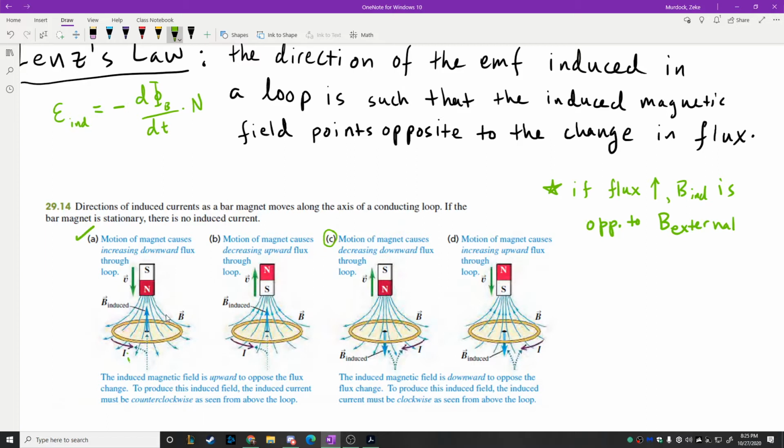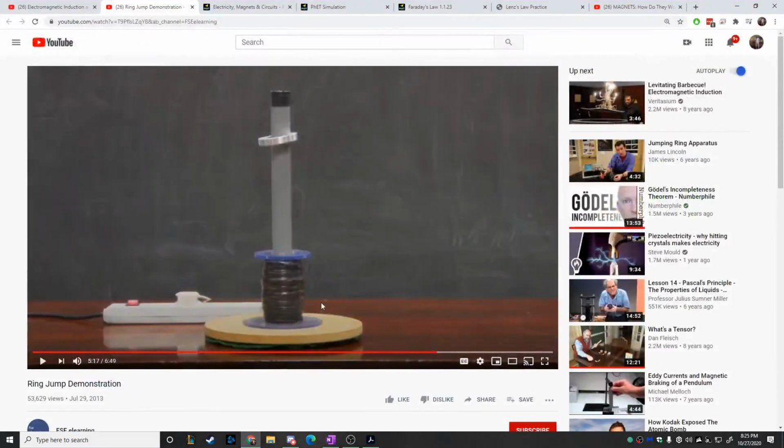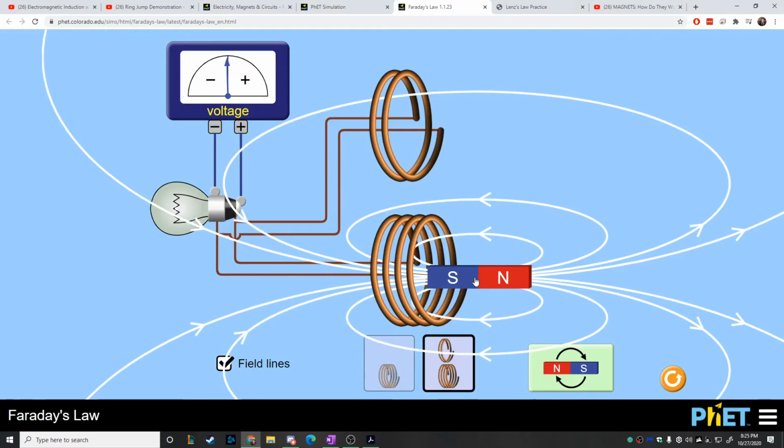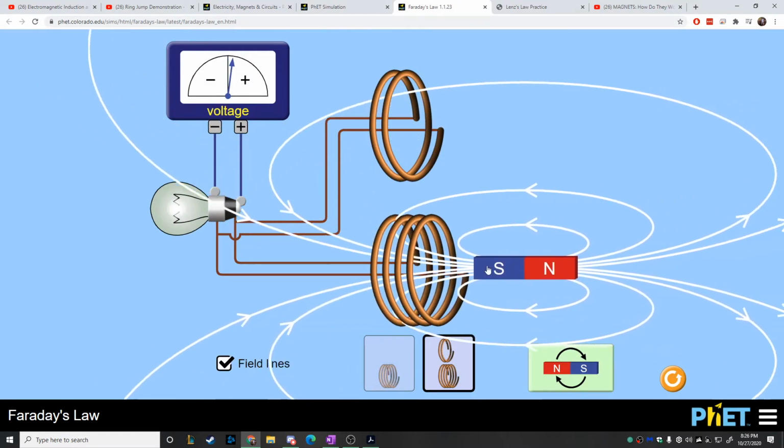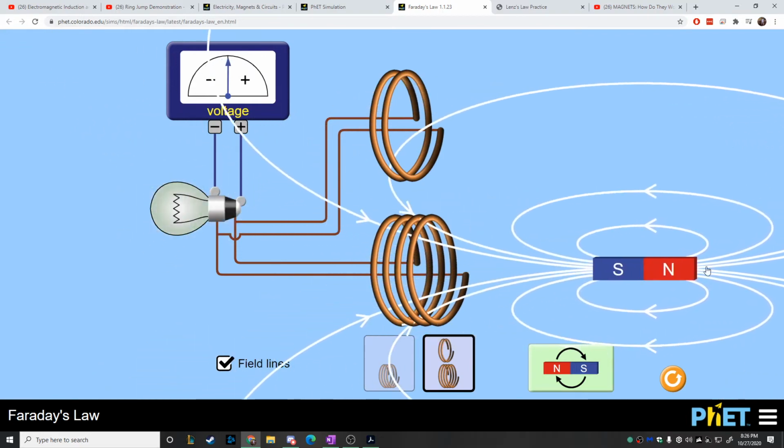What happens to the magnetic flux through the loop if the magnet moves away? Does the flux decrease or increase? Those are the only two possibilities. When the magnet moves away, what happens to the flux through the loop? Does it decrease or increase? Decrease. It's going away. That's what happens in this picture here. Flux is getting smaller. There's less lines.